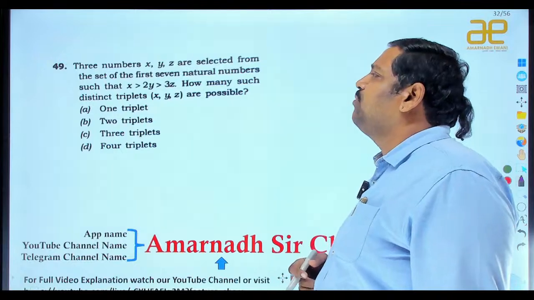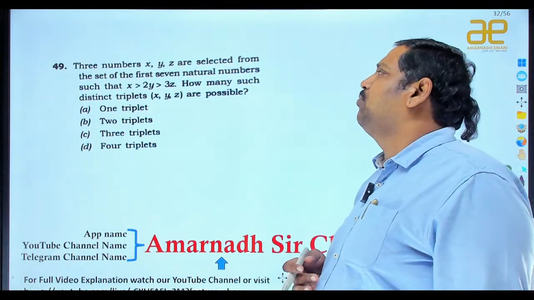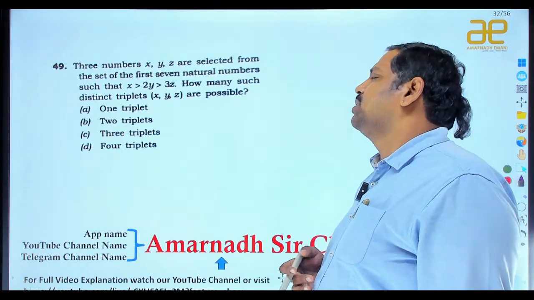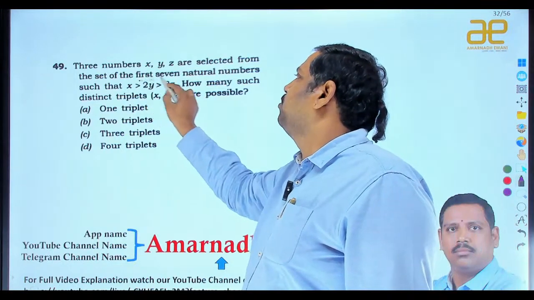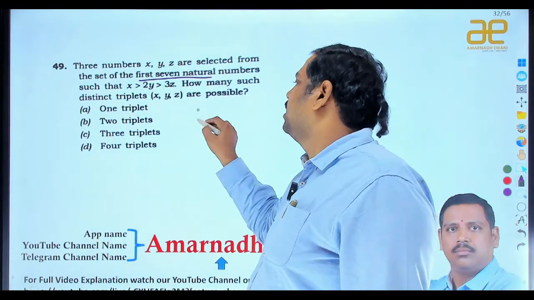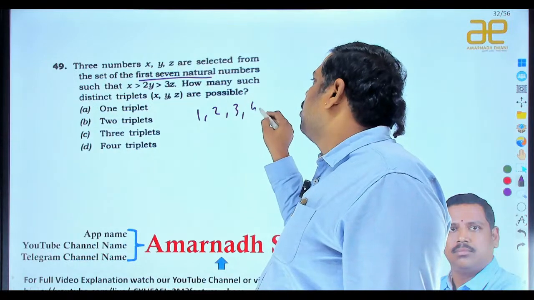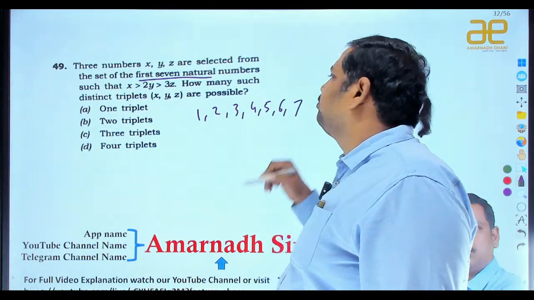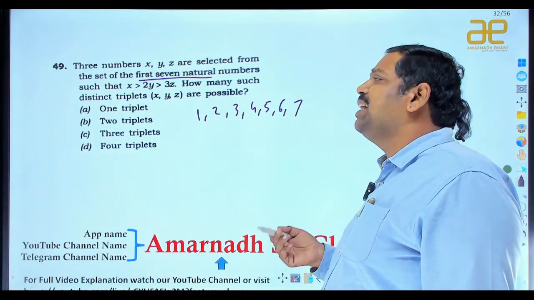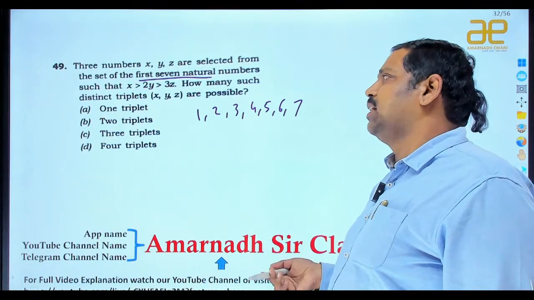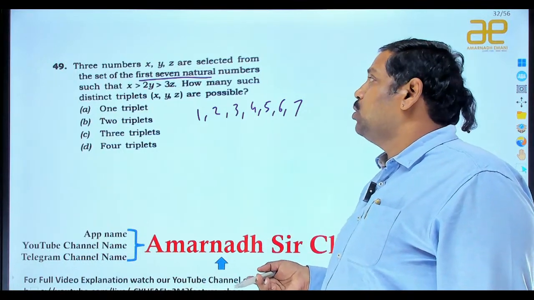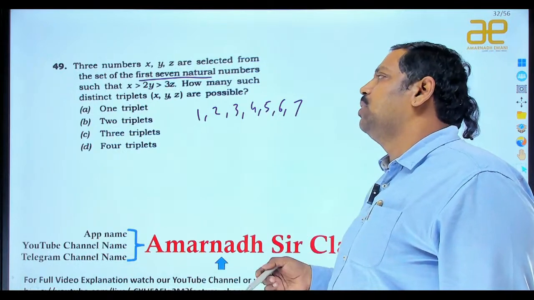Three numbers x, y and z are selected from the set of first 7 natural numbers. So 1, 2, 3, 4, 5, 6 and 7. These x, y, z are selected such that x is greater than 2y is greater than 3z. How many such distinct triplets are possible?